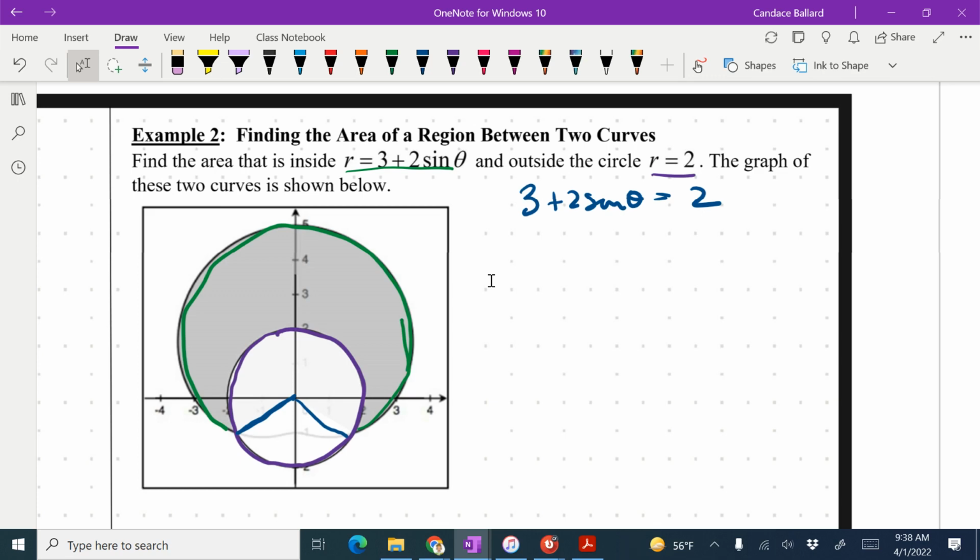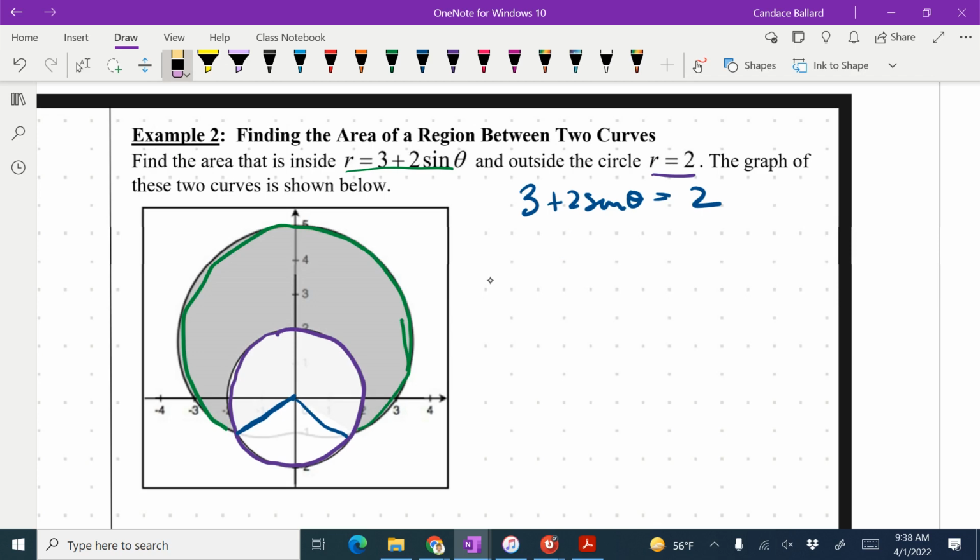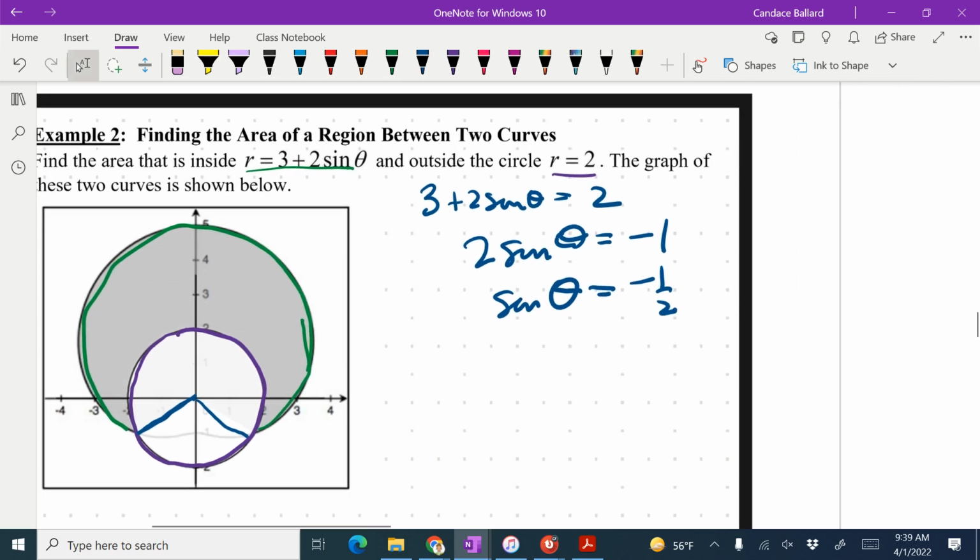What do I have to do to move the 3? I lost connection back on this screen, but it looks like it's going there, but it's being really slow. Okay. So 2 sine theta equals -1, right? Sine theta equals -1/2. So we need to know the two places where sine theta equals -1/2.